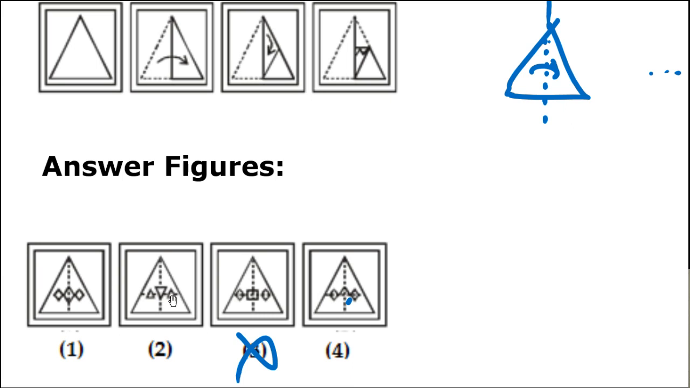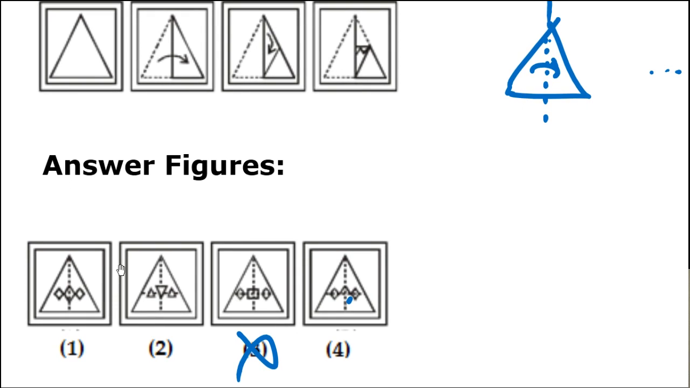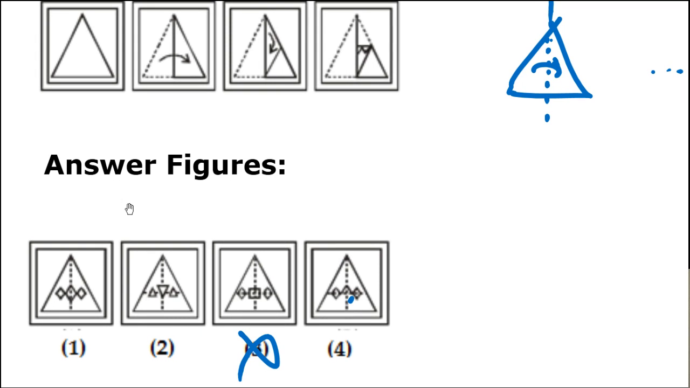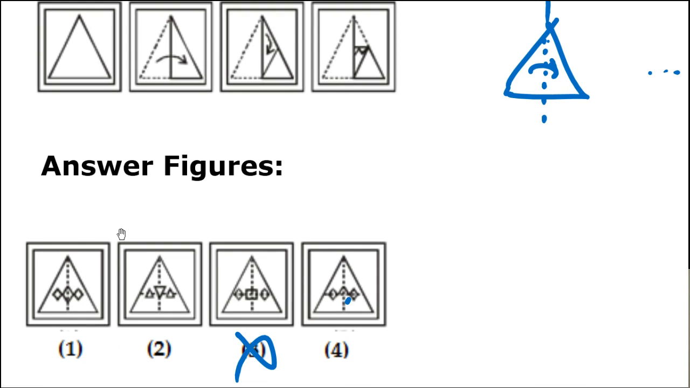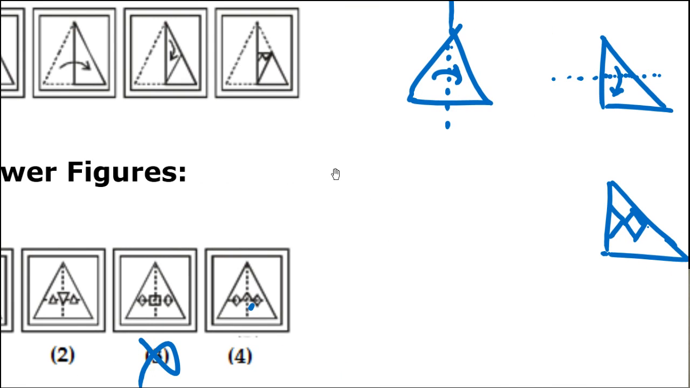And I don't see any point that we'll get a triangle like this. It will give a rhombus. In the center, we'll get a rhombus. So option 2 also will get eliminated. I don't know how to zoom this out. Hold on. How do we zoom out? Just a second.